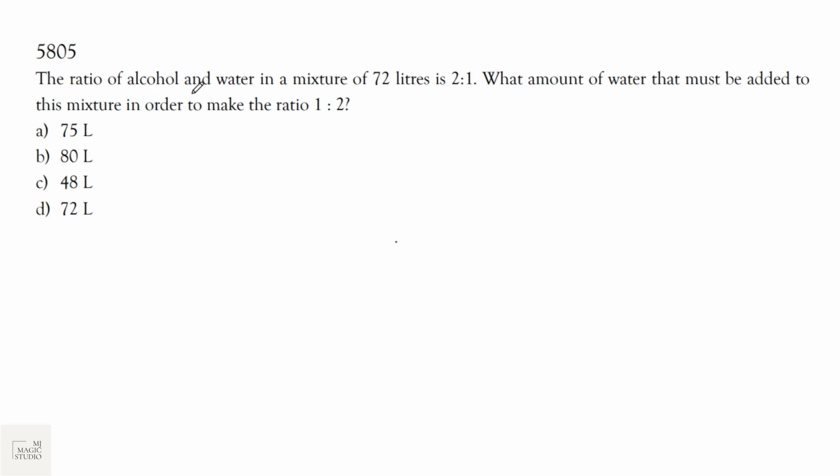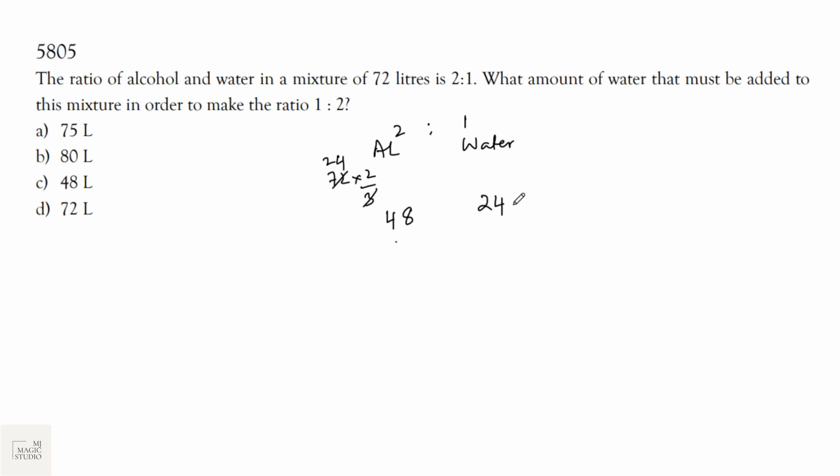Ratio proportion mixtures. The ratio of alcohol and water in a mixture of 72 liters is 2:1. Alcohol, water is 2:1. That means alcohol is 72 into 2 by 3. 3 goes how many times? 24 times, and 2 into 24, that is 48, and water is 24.